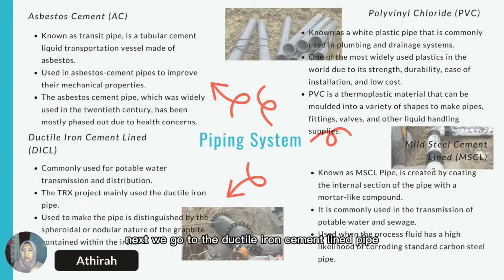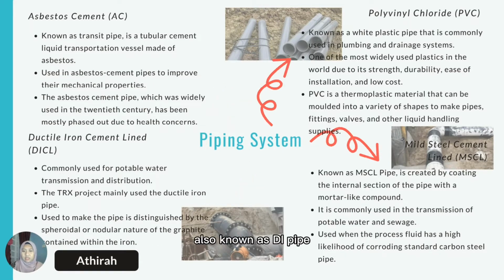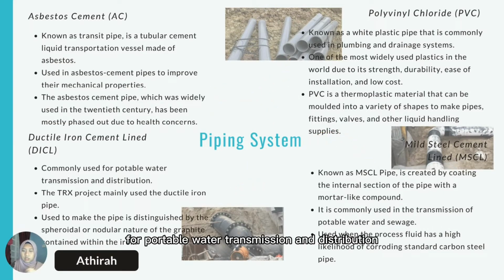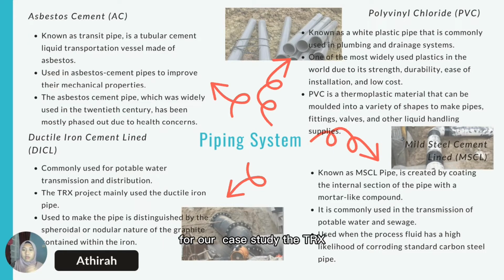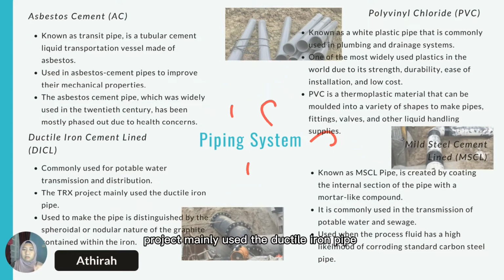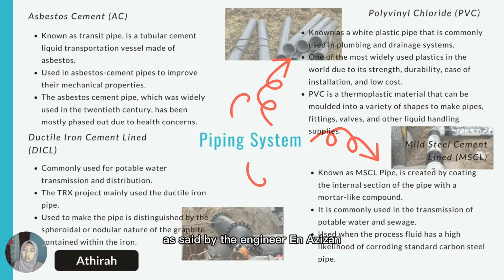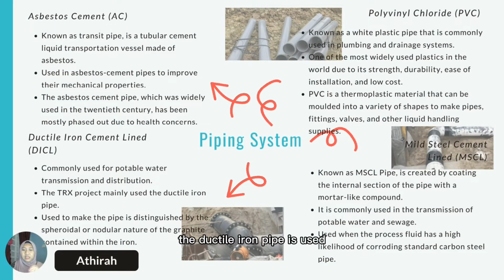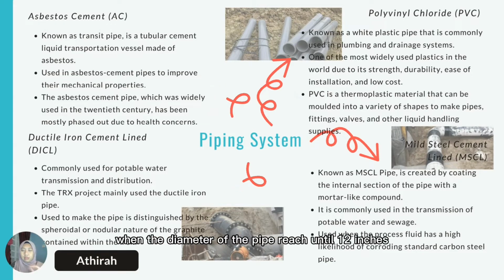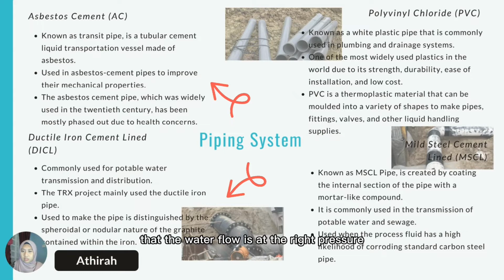Next, we go to the ductile iron cement line pipe, also known as DI pipe. DI pipe is a type of cast iron pipe that is commonly used for potable water transmission and distribution. For our case study, the TRX project mainly used the ductile iron pipe as said by the engineer Encik Azizan. The ductile iron pipe is used when the diameter of the pipe reaches 12 inches to make sure that the water flow is at the right pressure.